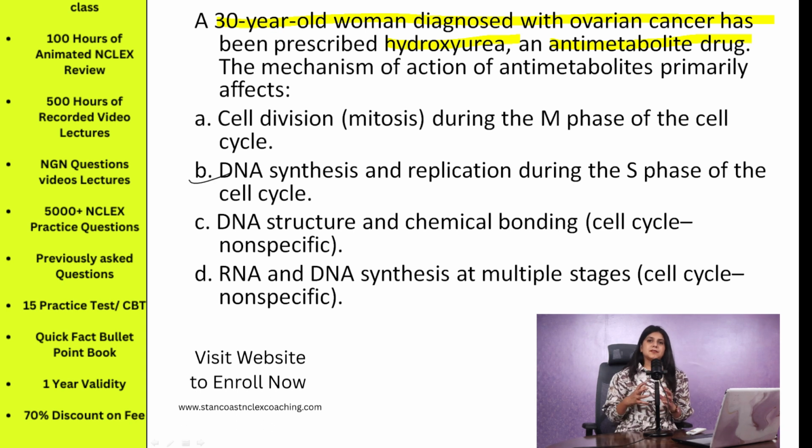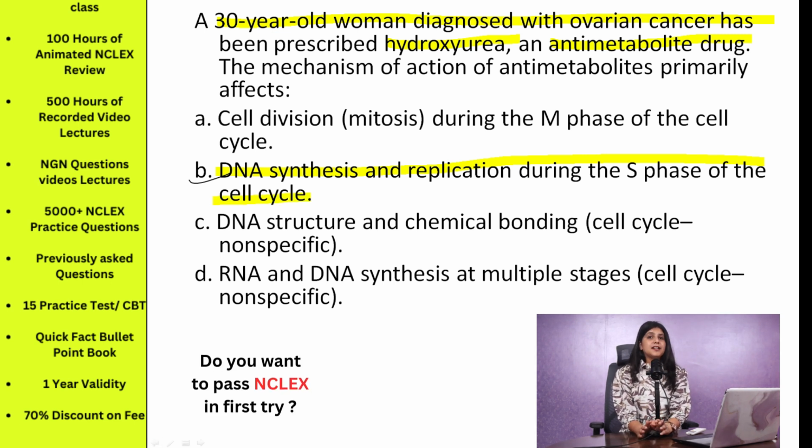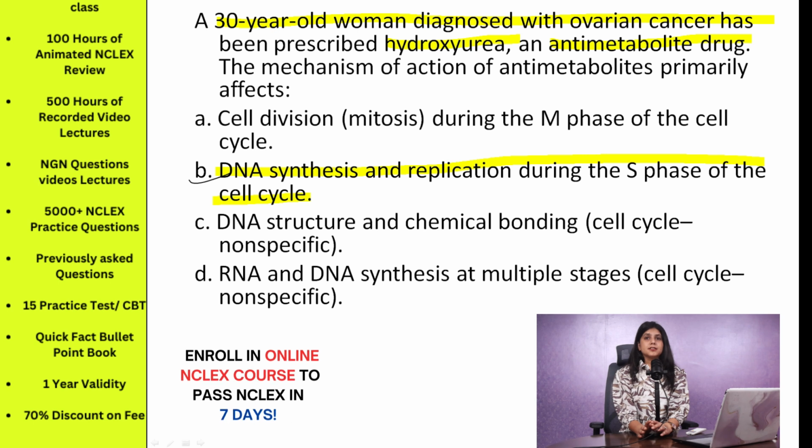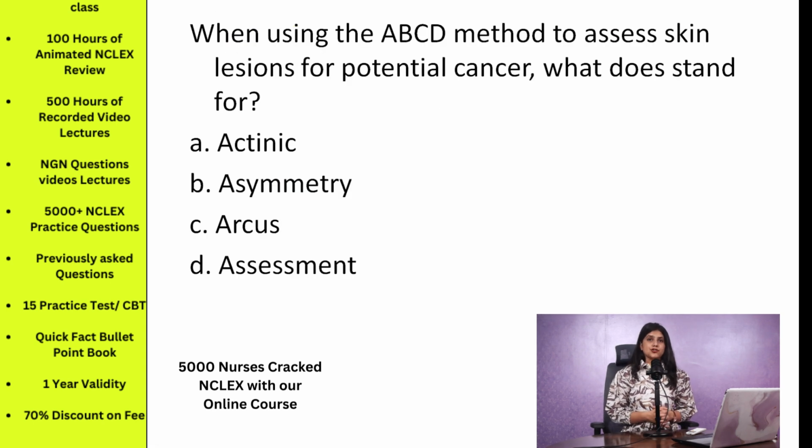Antimetabolites are S-phase specific and interfere with DNA synthesis, preventing cell replication. This makes them most effective against rapidly dividing cancer cells. Mitotic inhibitors act during the M phase, alkylating agents work across all phases, and some drugs affect RNA and DNA synthesis at multiple stages. Here comes the next question.